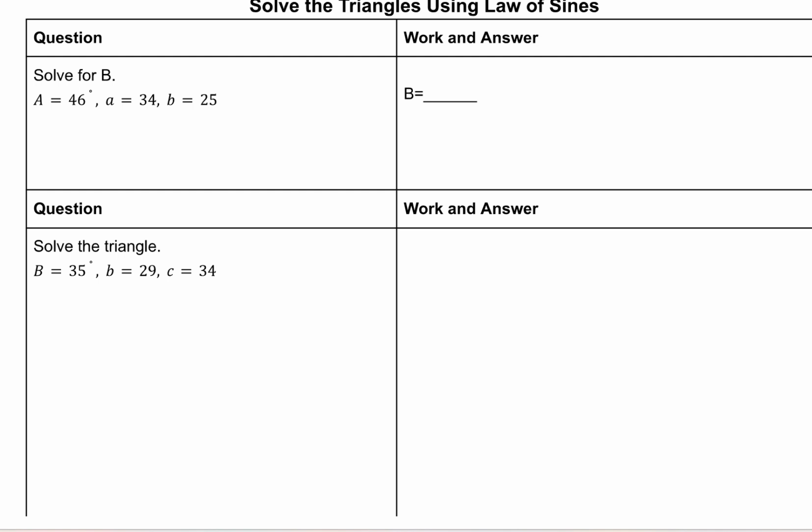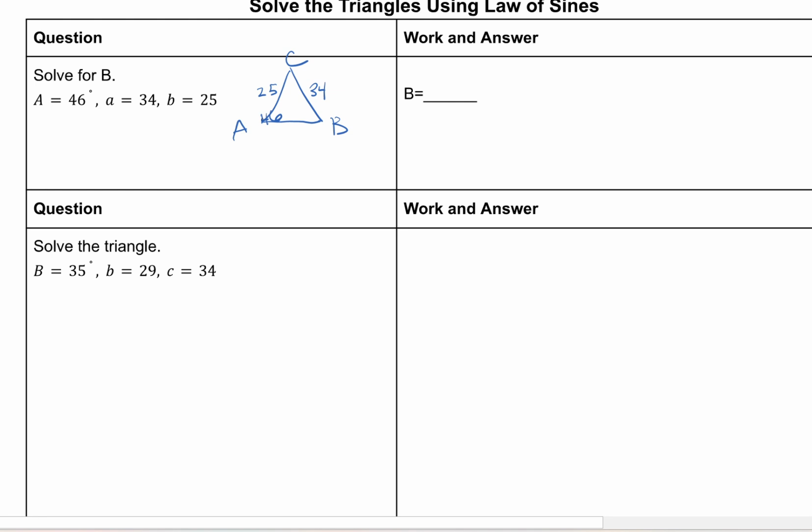Now we are going to solve the triangle using the law of sines. Remember, we use this when the triangle is a non-right triangle. For this first question, I am going to label A, B, and C so that you can see that angle A is 46, and then the side a, which would be right across, is 34, and side b is 25.